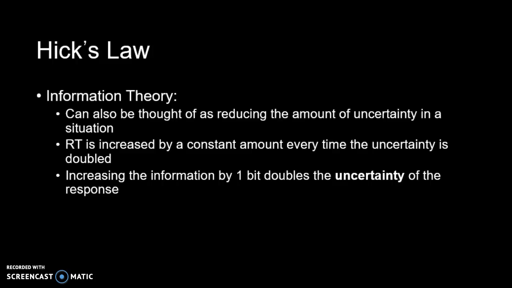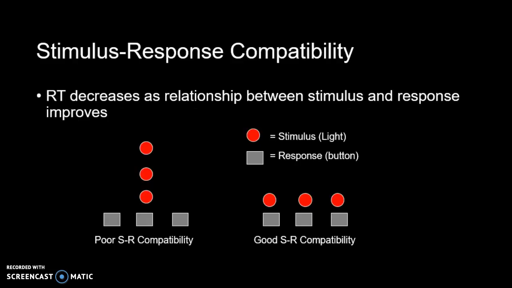time. So information theory can be thought of as reducing the amount of uncertainty in a situation. So reaction time is increased by a constant amount every time the uncertainty is doubled. Okay, increasing the information by 1 bit doubles the uncertainty of the response. So compatibility, we mentioned about hearing a stimulus in our right ear, raising our left arm. So reaction time decreases as the relationship between stimulus and response improves. So we see on the left we have a poor stimulus response compatibility. On the right we see we have a good stimulus response compatibility.